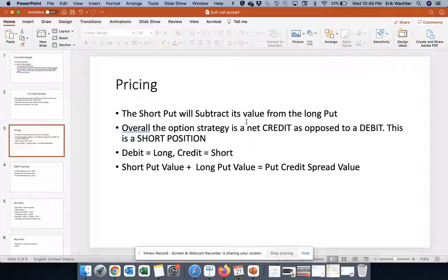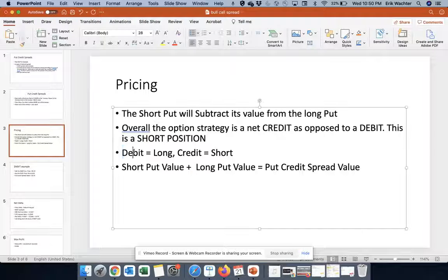The long put's value gets subtracted from the short put's value. Overall, the strategy is a net credit as opposed to a debit. Therefore, it's a short position. Anytime you hear credit, it's short. Anytime you hear debit, it's long. So the short put value plus the long put value equals the put credit spread value.